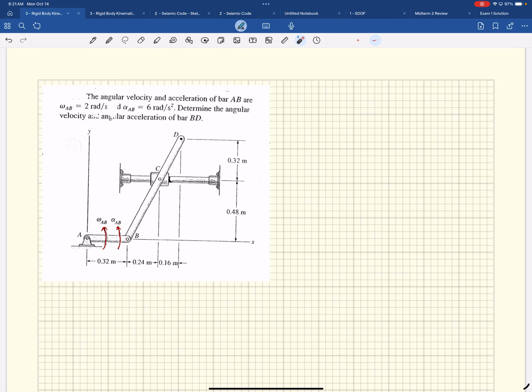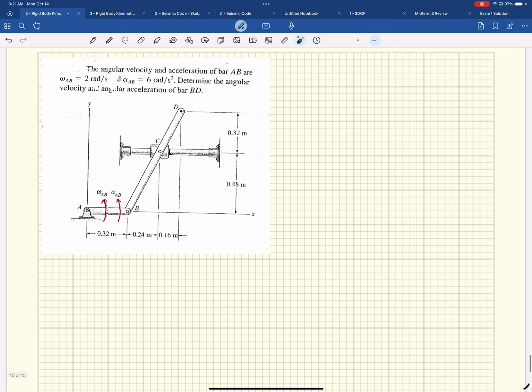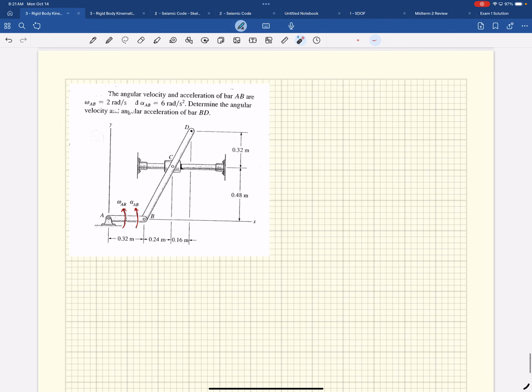Okay, let's do this one. The angular velocity and acceleration of bar AB: omega AB is equal to 2 radians per second. So they tell us what this omega is down here. They do not tell us what the omega of this bar is.